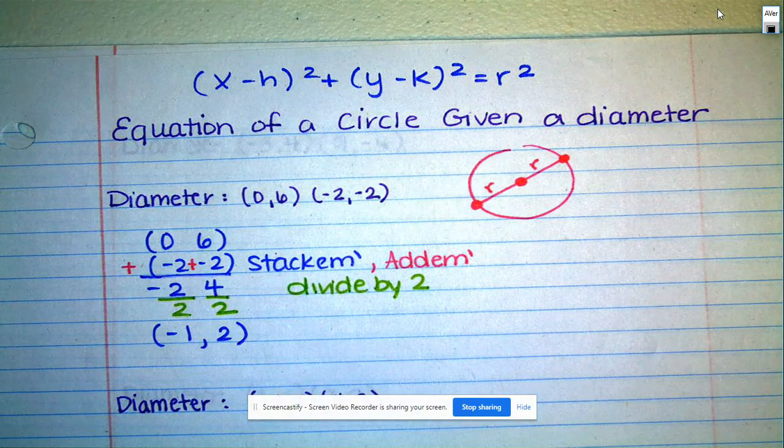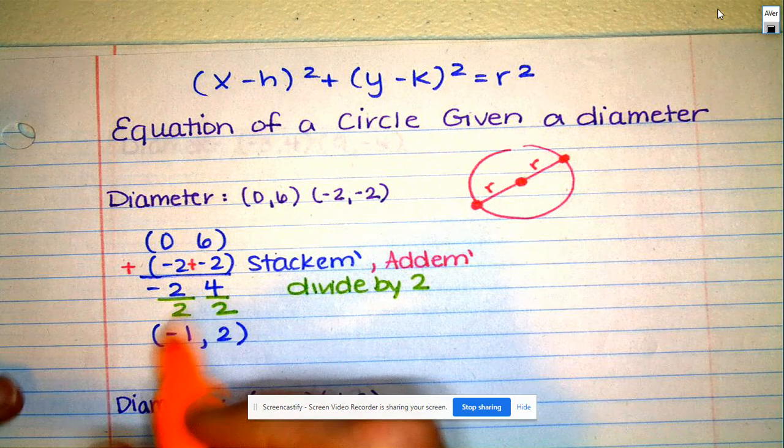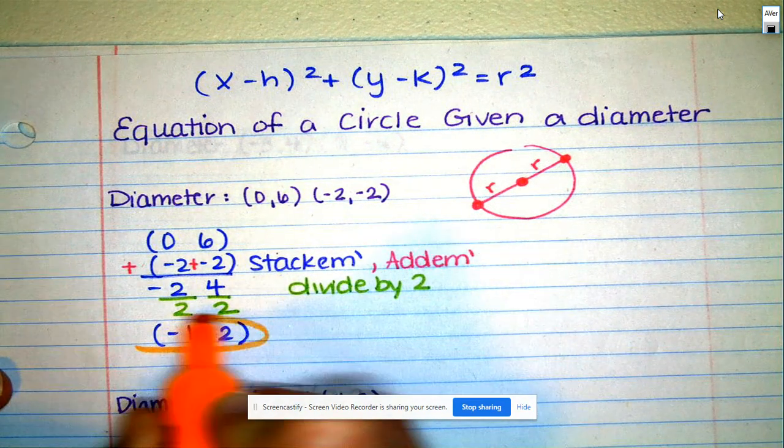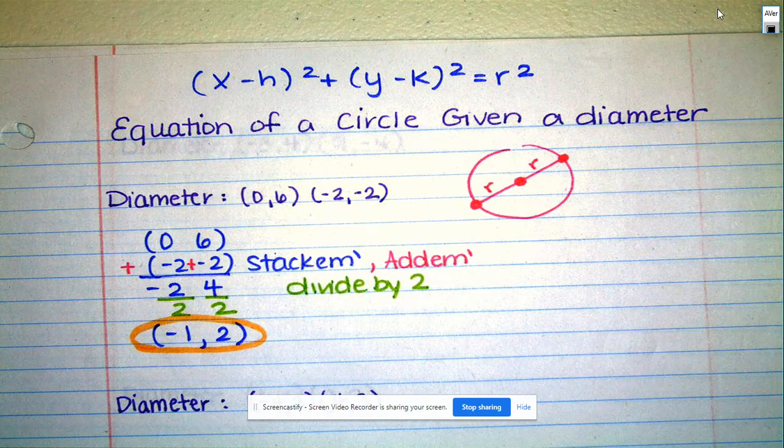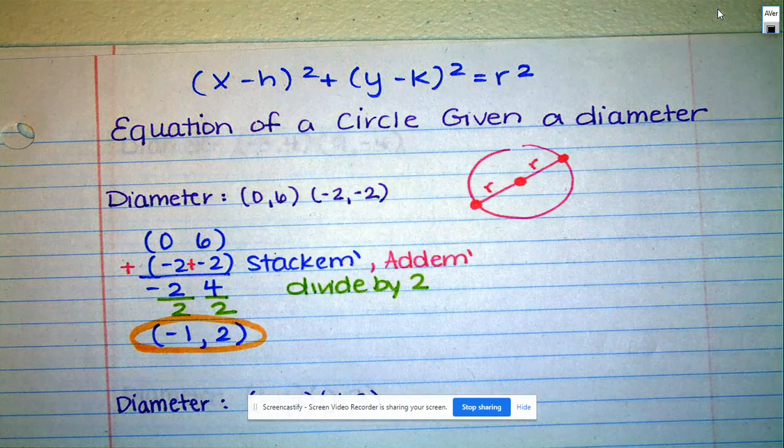Now, as you well know, I'm a big fan of highlighters and colored pens, I will circle this bad boy because he is the guy you're going to need when you're finished. That's your h and your k value again. So now I have 2 coordinates that are a point on the circle, and I have a center. So it's just like our previous video, you only had to add solving for midpoint first.